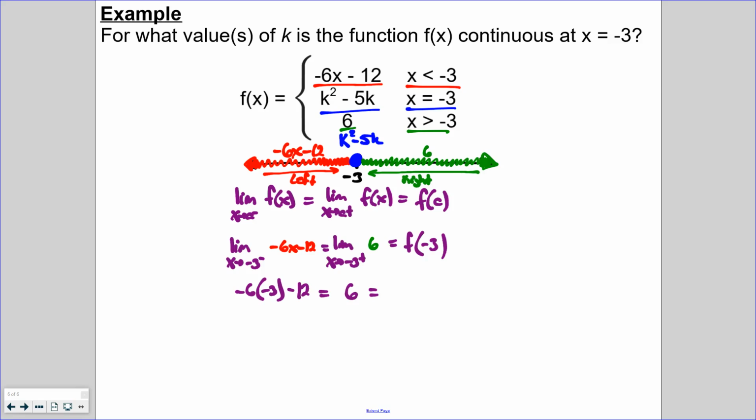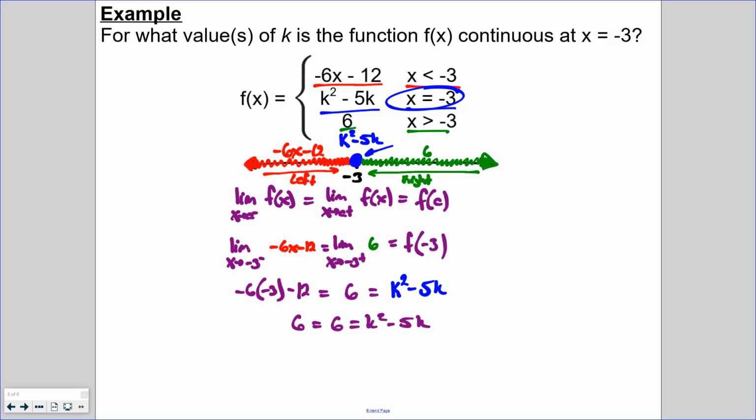If we look at our piecewise function, x equals -3 is right on our blue point. So we're going to plug the -3 in for x into k squared minus 5k. But here's the issue, there's no x to plug that -3 into, so what do we do? Well, there is no x to plug the -3 into, so we just write what we have: k squared minus 5k. And then we can continue simplifying here. -6 times -3 is 18. 18 minus 12 is 6, which equals 6, which equals k squared minus 5k.